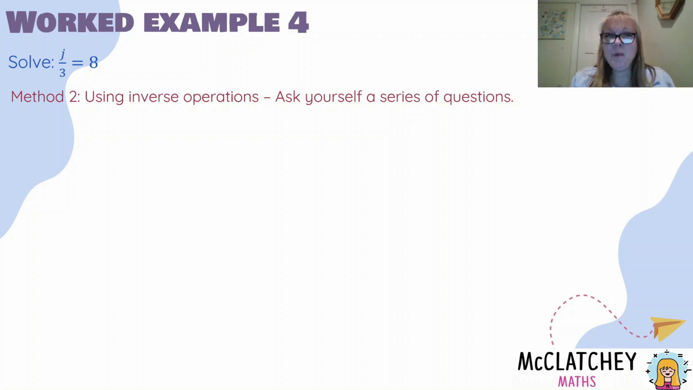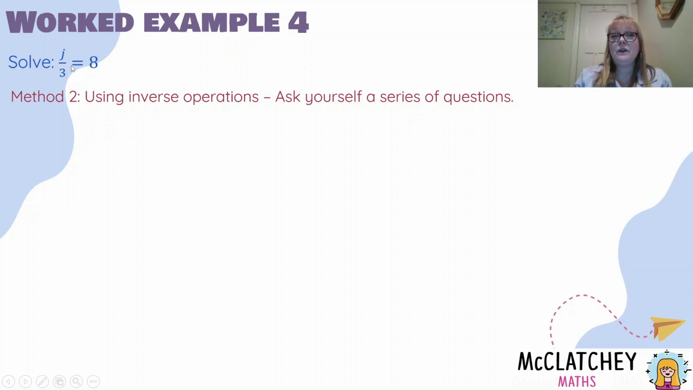Last example, we're almost there. Solve j over 3 equals 8. So we've got a bit of a fraction going on here. But remember, when we've got a fraction, this symbol here means divided by. Now, I'm not going to do this particular question using method 1 because now we're starting to get a little bit more complex. And as soon as people see fractions, they often get a little bit anxious. So we're going to move straight to method 2.